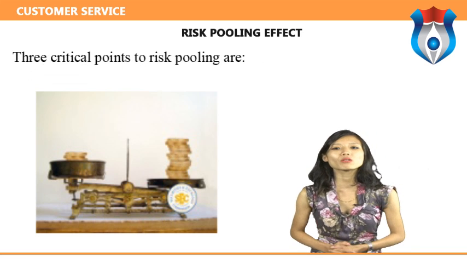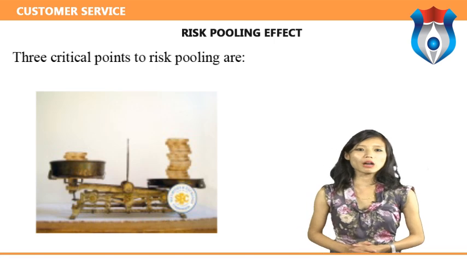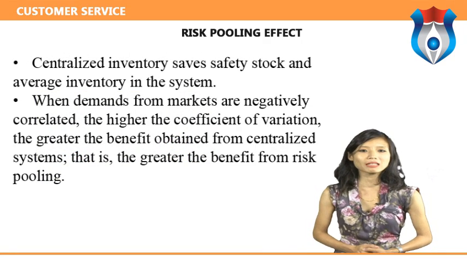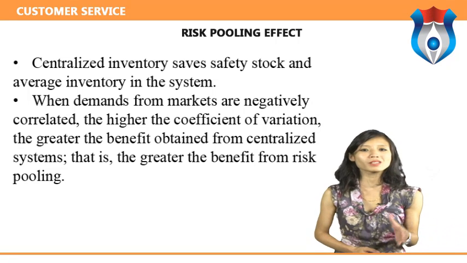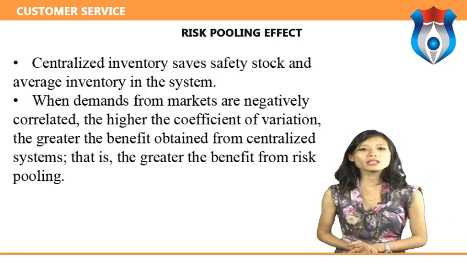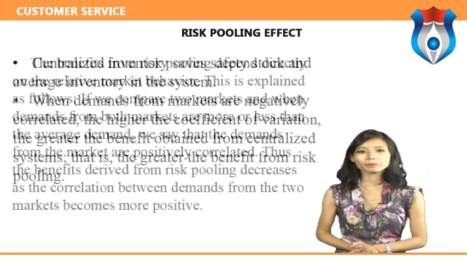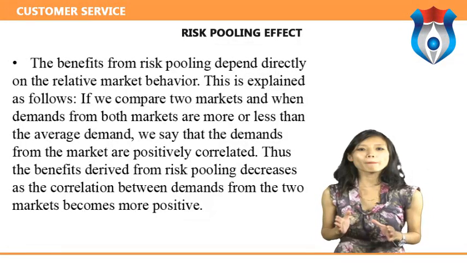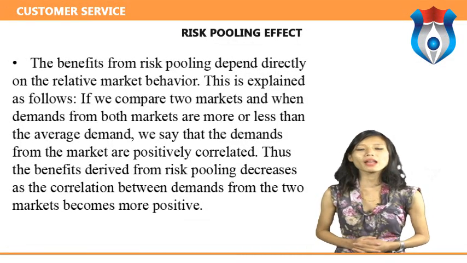Let's describe the three critical points of risk pooling. Centralized inventory saves safety stock and average inventory in the system. When demands from markets are negatively correlated, with a higher coefficient of variation, the greater the benefit obtained from a centralized system, that is, the greater the benefit from risk pooling. The benefits from risk pooling depend directly on the relative market behavior. This is explained as follows.